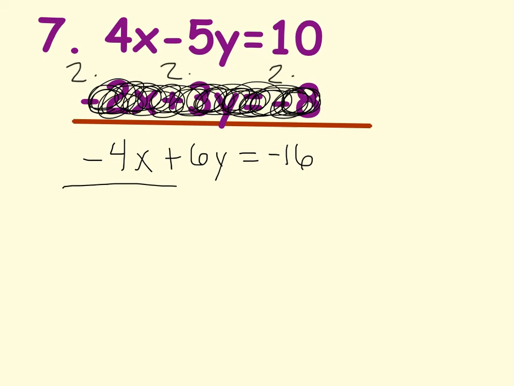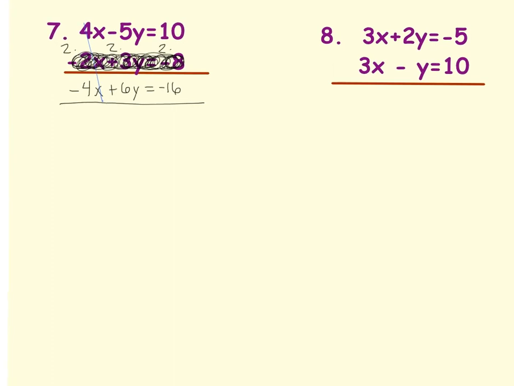Now, if I look at this, my x's are going to drop out. And they do. Again, we just do what we did above and add straight down. My x's are going to drop out. Let me zoom out again so I have some room here.